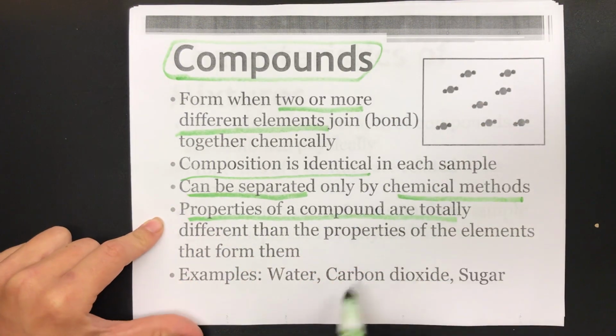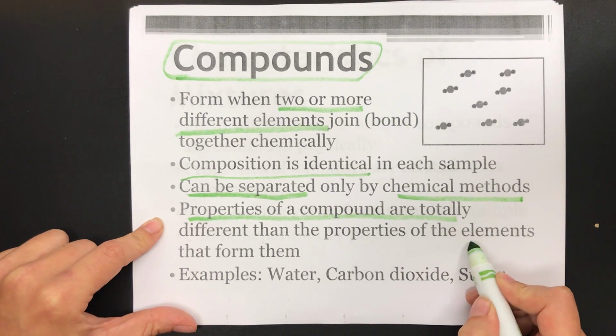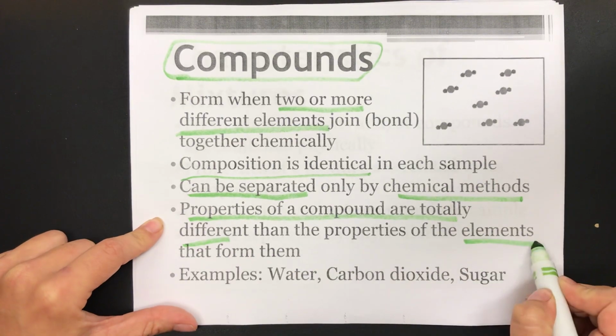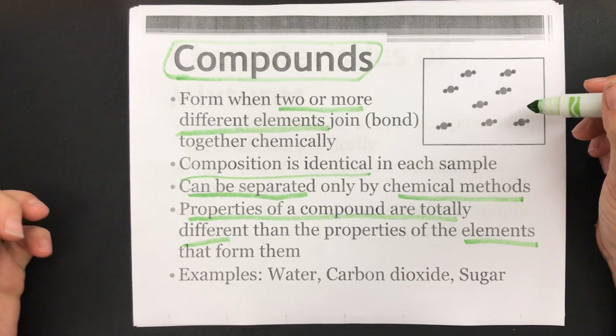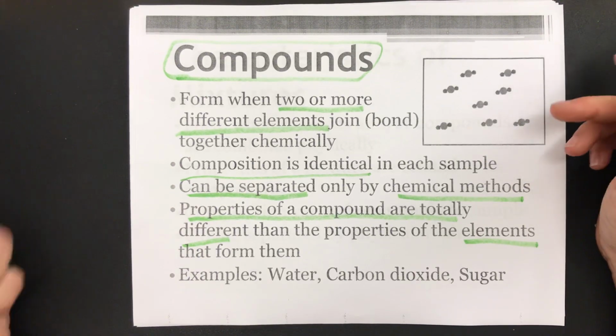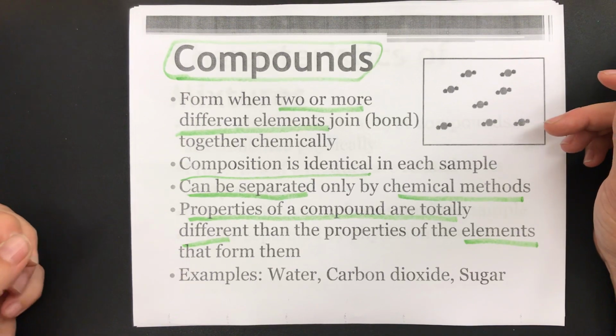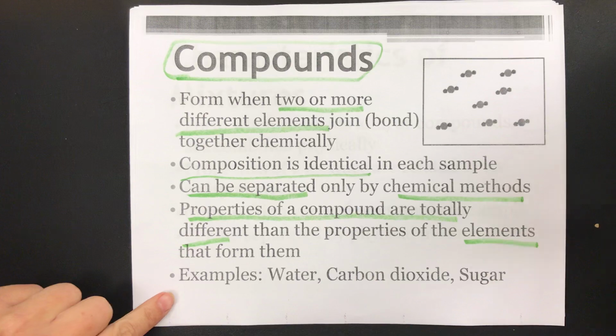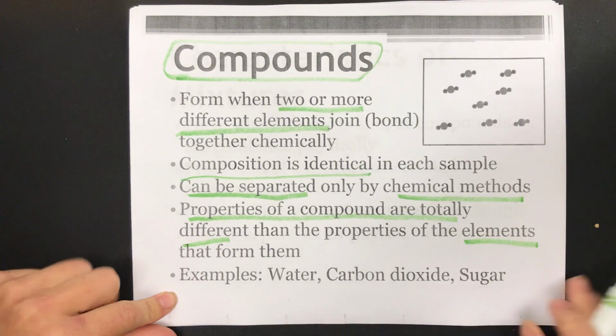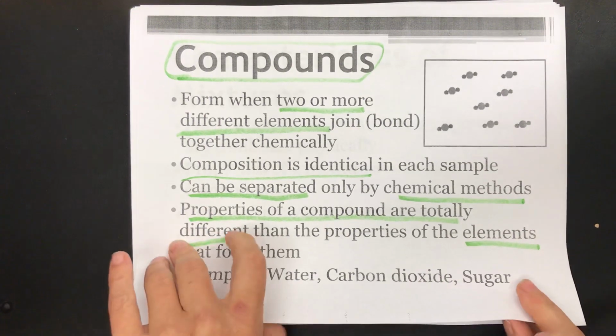Properties of compounds are totally different than the elements that make them. So for example, NaCl. Na, sodium, if you throw it into a pond, it causes a mini explosion because it reacts with water. But yet when we put it with chlorine, we're able to eat it. Okay, so that's an example of that. Examples: water, carbon dioxide, sugar, salt, all kinds of stuff.